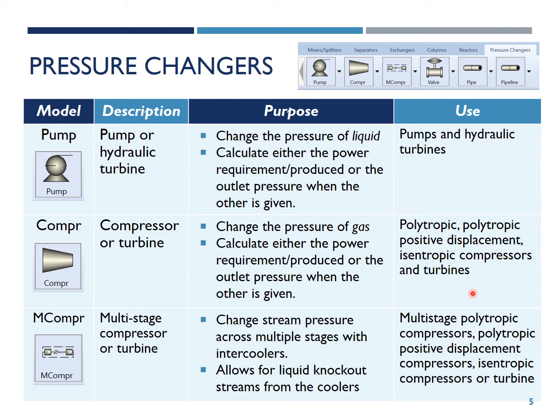You can also specify the performance curves for rating pumps and compressors. Pump and Compr model pressure changes when energy-related information, such as a power requirement, is needed or known. For pressure changes only, use other models such as Heater or Valve.